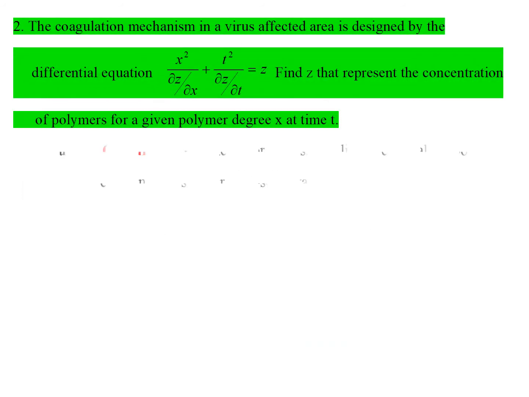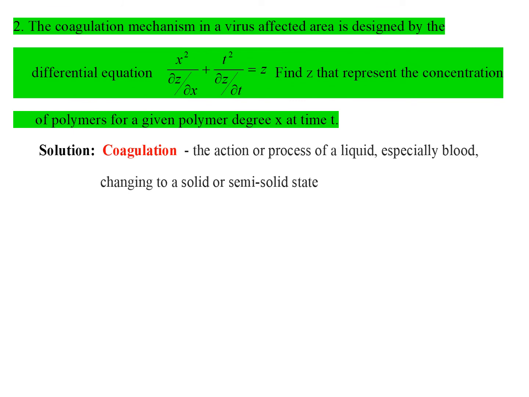Now let us see one more problem. The coagulation mechanism in a virus affected area is designed by a differential equation. Find Z. Here the Z represents the concentration of polymers for a given polymer degree X and at time T. So coagulation, all of you know, is the action or process of a liquid, especially blood, changing to a solid or semi-solid state.